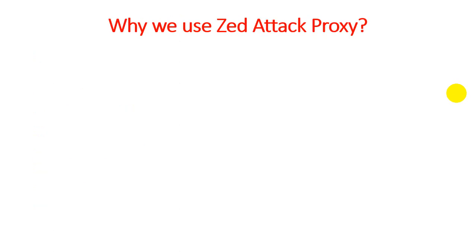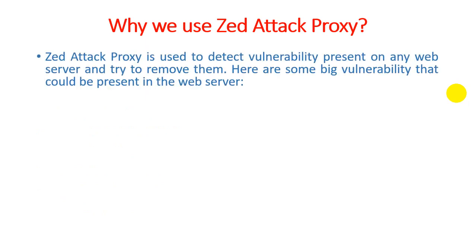Now, why are we using Zend Attack Proxy? Because if we know the actual use of a particular software, then we can easily identify whether it is important for us or not. Zend Attack Proxy is used to detect vulnerabilities present on any web server and try to remove them. The first is identification of vulnerabilities present on a particular web server, and then it tries to remove them. That means two different things: it can scan the particular system and it can delete the vulnerability.